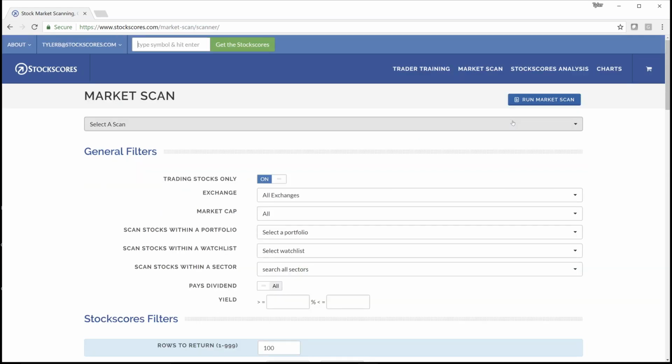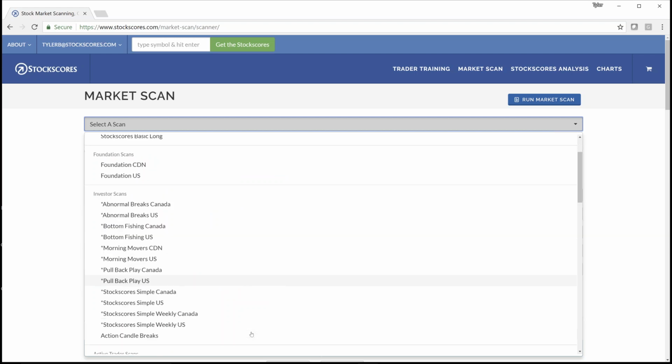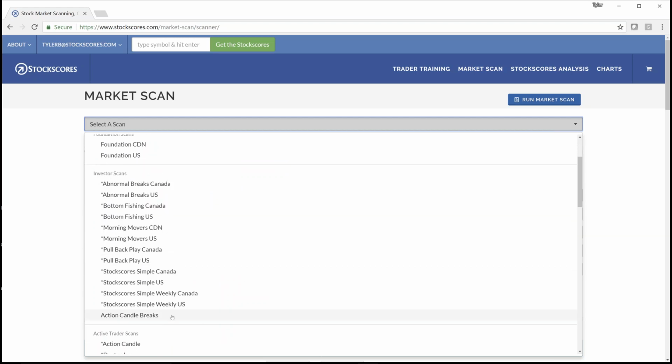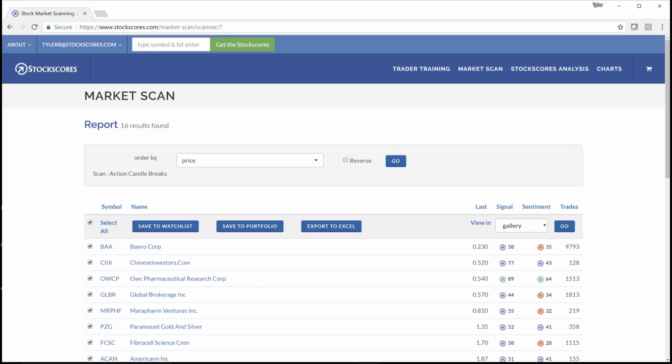All right, so let's run that scan. We'll do it on the Canadian market first. The action candle doesn't differentiate between the US and Canada, so we just select action candle breaks and run the market scan. I may create a separate version for the US and Canada down the road, but for now I haven't. And we're going to do this in slideshow view.